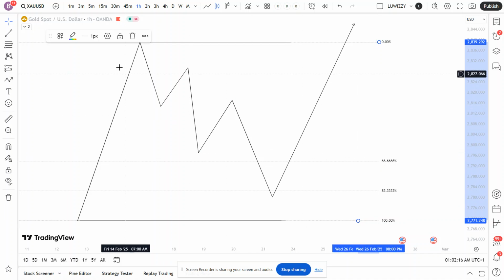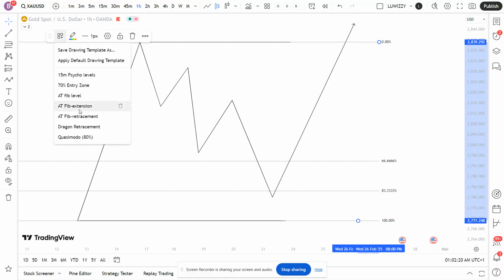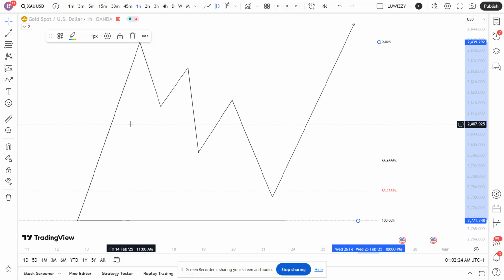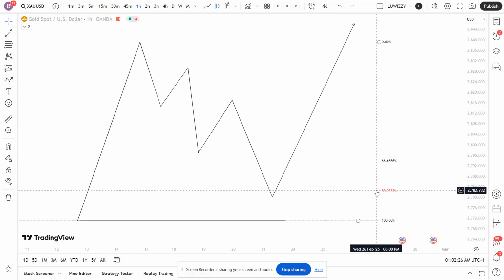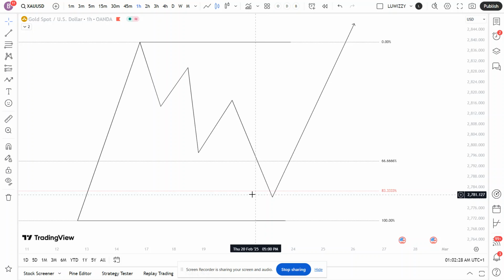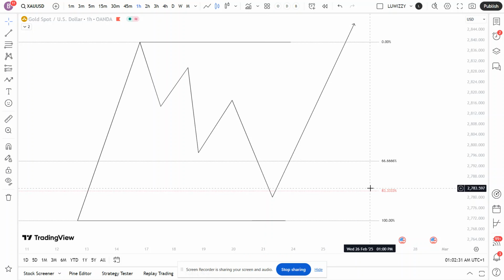Now I've already arranged that fib retracement. Let me go to my savings. This is it. You can see it, my fib retracement. If I just click it, boom, it shows me. Yeah, exactly. Now you see how I mark out this zone with red. I call this the golden zone or the golden level, right?